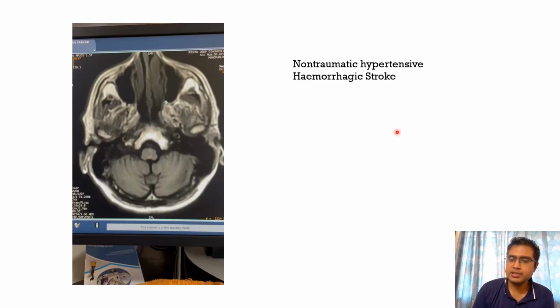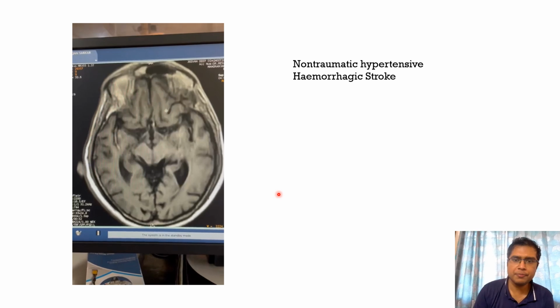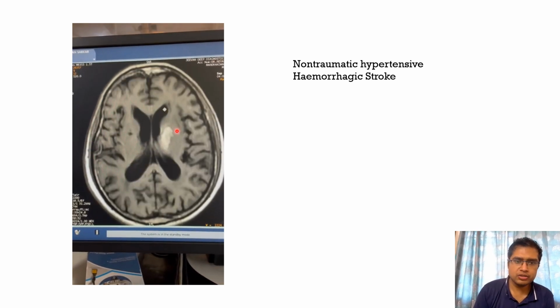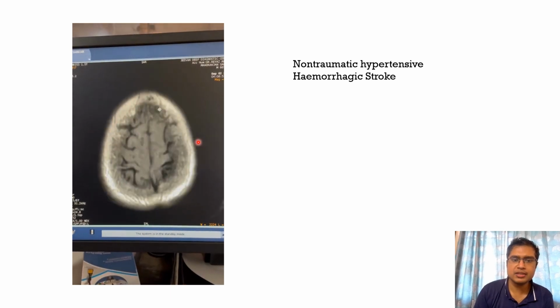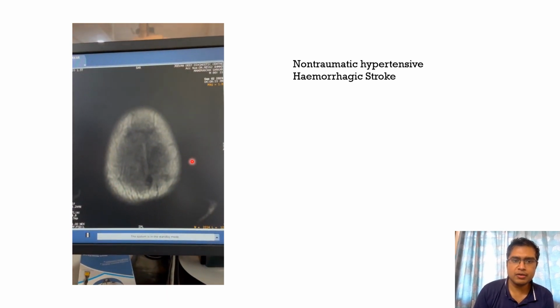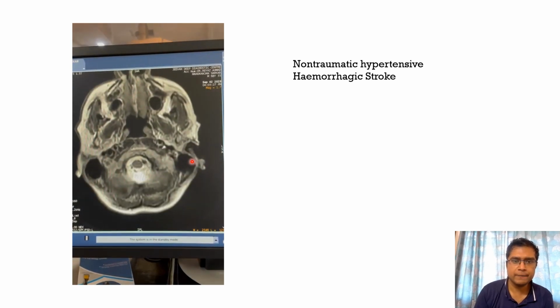Both the cases are there in this particular video. We'll be starting with the first patient. Both the patients have hypertensive bleed. This is the T1 weighted images axial section, where we can see that there is a hyperintense bleed involving the thalamus and the capsuloganglionic region on the left side.